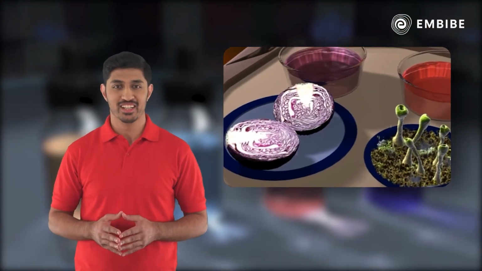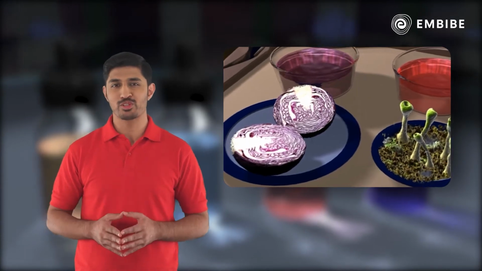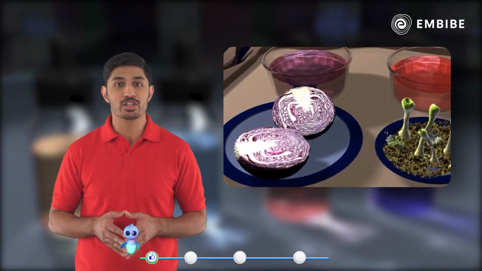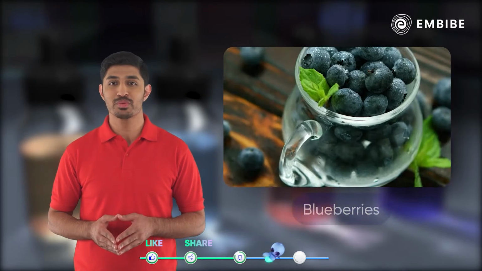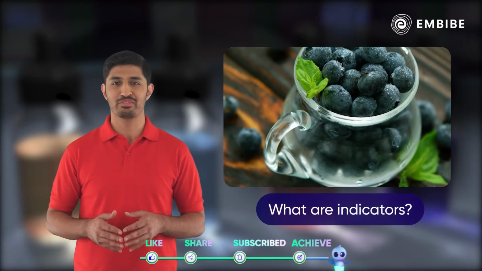Hello everyone! Did you know that some basic chemicals used in our daily lives serve the purpose of indicators? For example, red cabbage, blueberries, etc. Let's see some of these indicators.